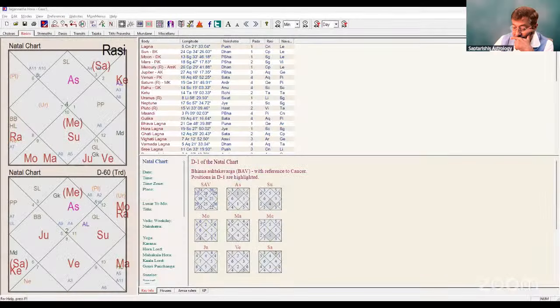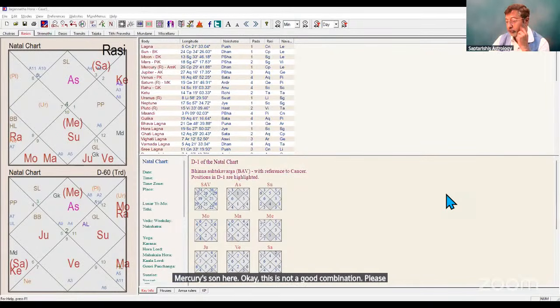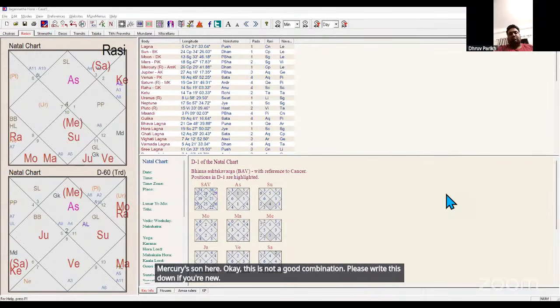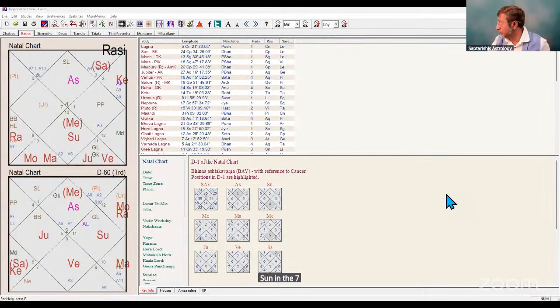So when you see this case, okay. Mercury, Sun here. Okay, this is not a good combination. Please write this down if you're new. Sun in the 7th house.